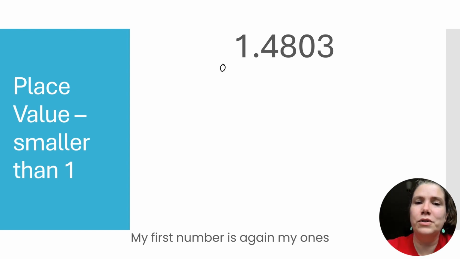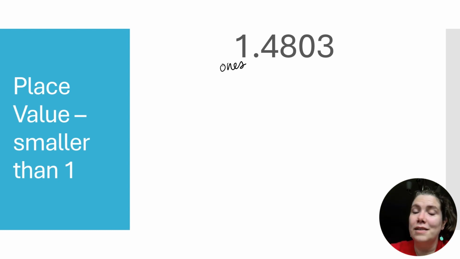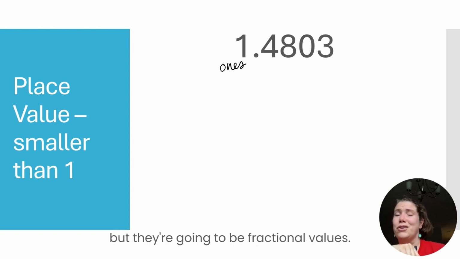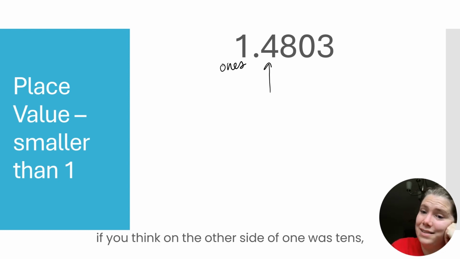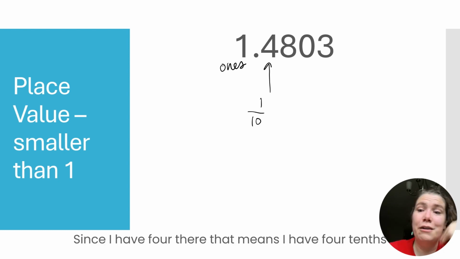My first number is, again, my ones. That one right before the decimal point is my ones place value. Then as I go down, it's very similar to what I had above, but they're going to be fractional values. So this one right here, if you think of on the other side of 1 was tens, these are going to be tenths, which means 1 over 10. Since I have 4 there, that means I have 4 tenths.